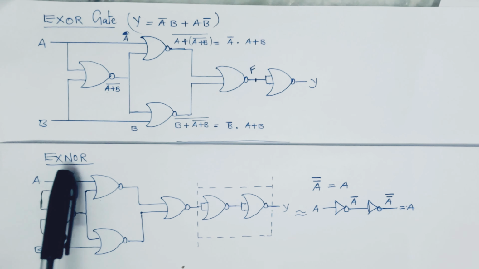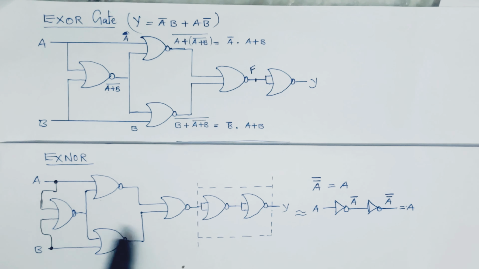That means the XNOR gate circuit using the NOR gates will be from here to here, using only 1, 2, 3, 4 NOR gates. So this is the circuit diagram for XNOR gate using the NOR gates.